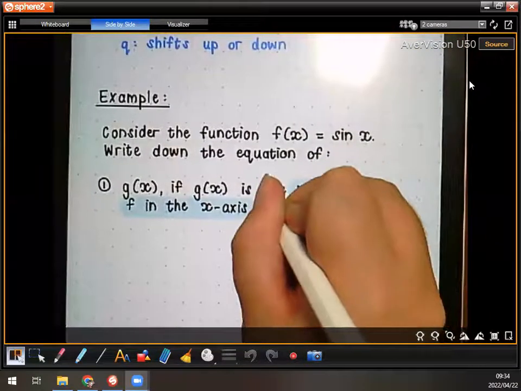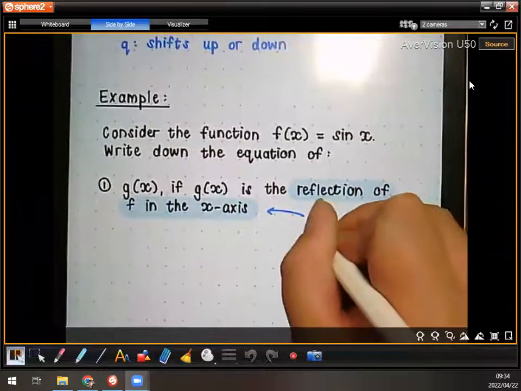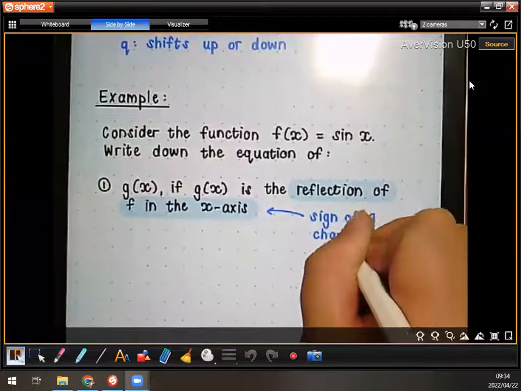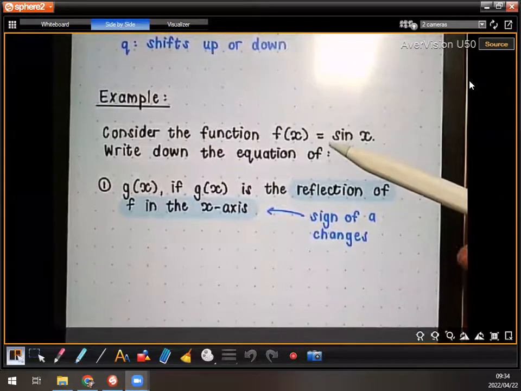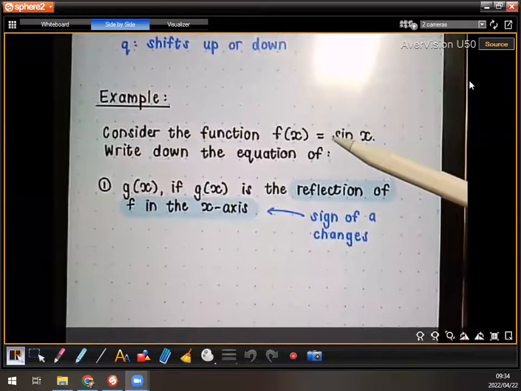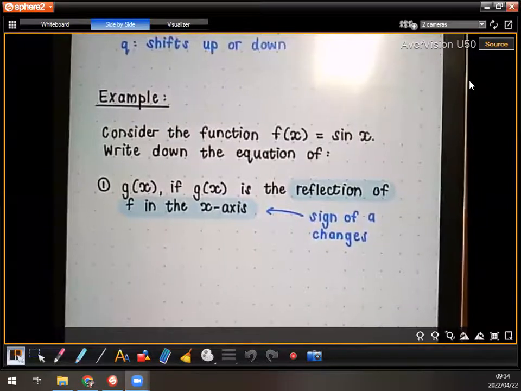That means that the sign of a changes. What is my a value currently? 1. So now when I take that graph and I reflect it in the x-axis, it's going to become -1, negative sin x. I hope that makes sense, guys.